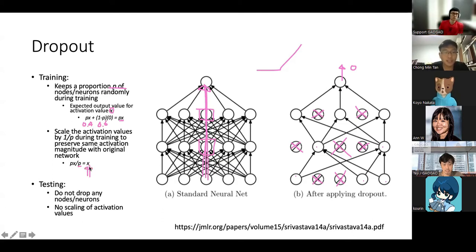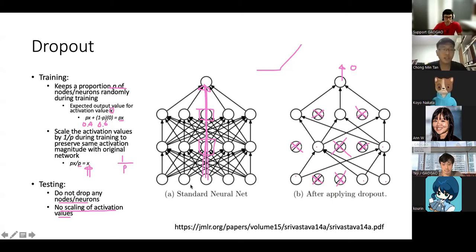So this means that if we keep a certain proportion P of nodes, we just need to apply 1 over P. You multiply the activation value by 1 over P in order to get back the same magnitude as though you didn't drop out any node. These are some tricks to make the output value become the same. During test time, you do not need to drop anything at all. You just keep the fully connected network like this during test time.